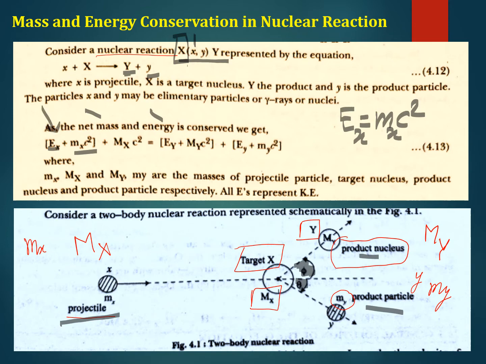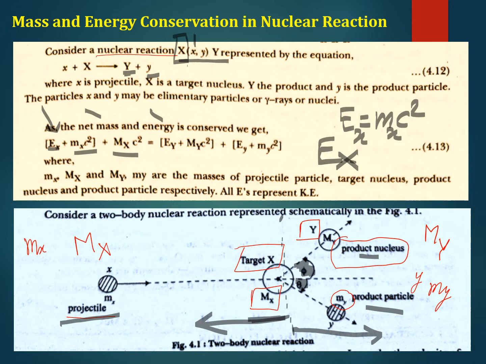But the target was steady, and therefore the term E capital X is absent here. Why? Because the target was steady and only the mass energy is represented, as capital Mx c square. This is the left side. Up to this we are considering the energy relation, and the remaining part is the product nucleus and product particle.